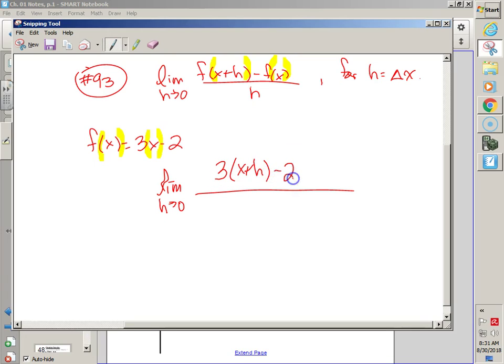X plus h instead. It was 3 times x minus 2, but it's just saying 3 times input minus 2, and who's the new input? 3 times who? 3 times x plus h minus 2. But then I have minus, who's f of x? Well, 3 times who? 3 times x minus 2. Oh, it's the same thing, because that's f of x. All over h. Plug in 0, and every time with a difference quotient, you will always get 0 over 0.